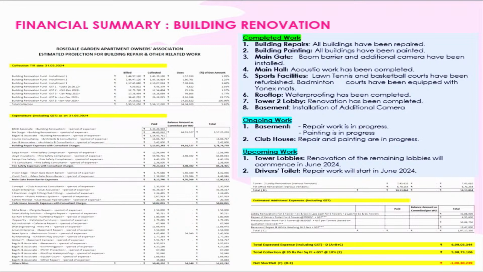Then the main hall acoustic work has been completed. Now I think there should not be any complaint about the echo effect in this main hall. Earlier it was there. Sir, but when we talk about Dolby sound, like in a cinema hall, you need a very big budget.